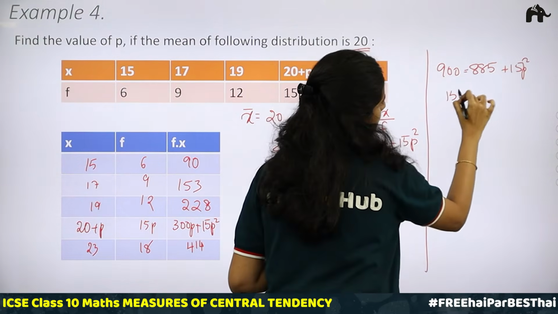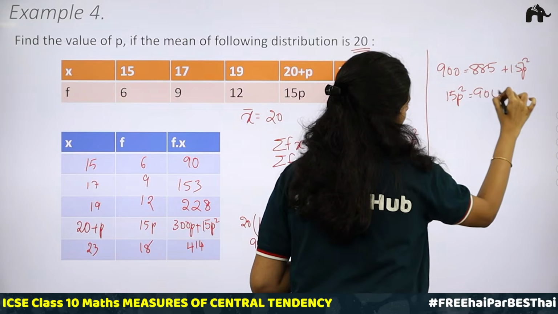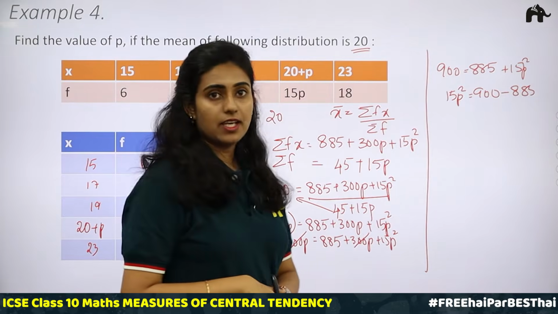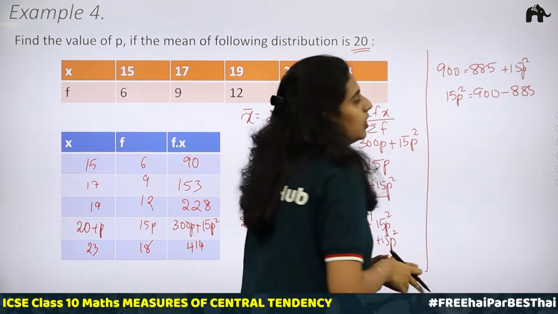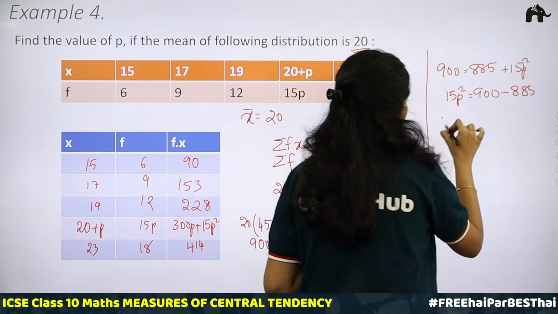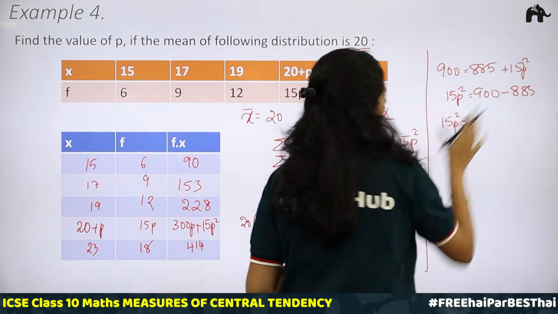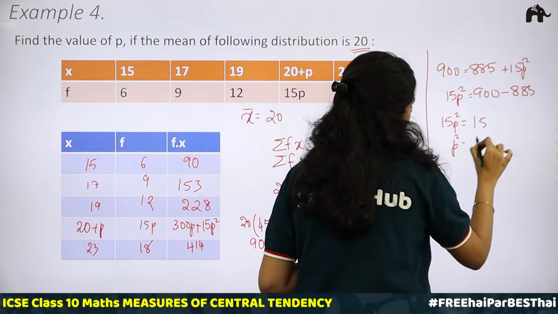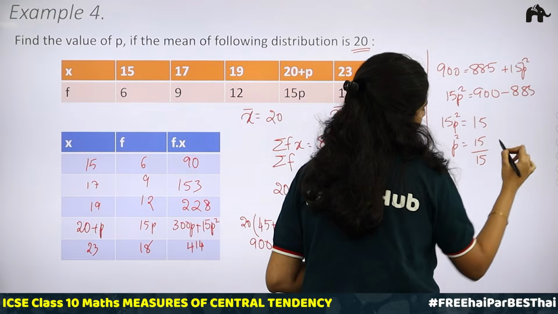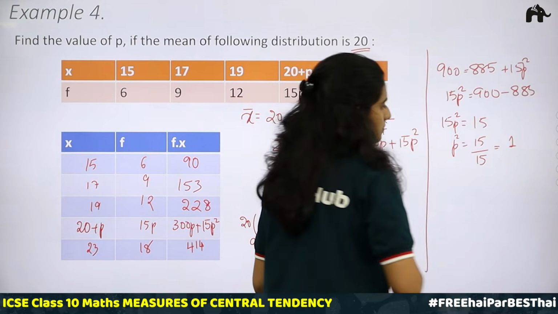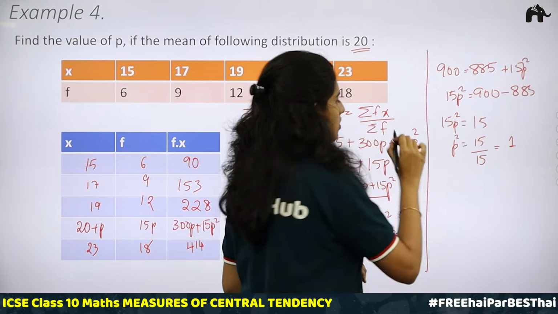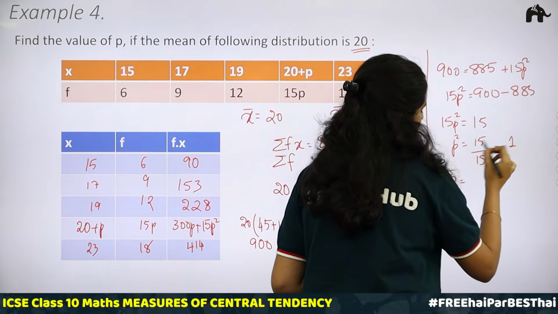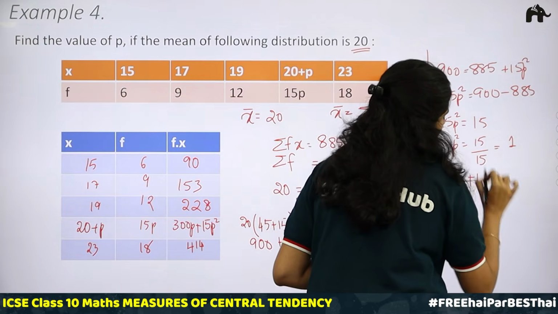Okay, therefore 15p square will be equal to 900 minus 885. I am taking this 885 to the opposite side. 15p square is equal to 900 minus 885. What is 900 minus 885? You get 15. P square is equal to 15 divided by 15, and that is equal to 1. Okay, p square is 1. Then what is p value? P can take two values. That is the square root of 1. Square root of 1 is either plus 1 or minus 1.